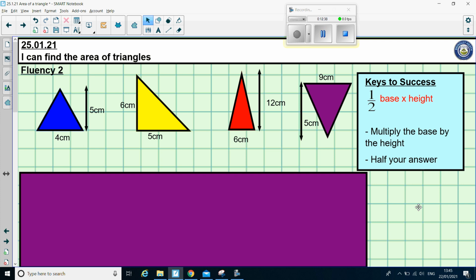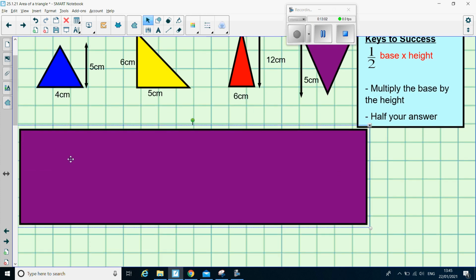Okay, hopefully you've had a go at that then. And the red triangle then, the base is 6, the height is 12, we had to do 6 times 12, which is 72, half it, 36 centimetres squared was the answer. And the purple one, you had to do 9 times 5, which was 45, and half it, so we were looking for the answer of 22.5 centimetres squared.